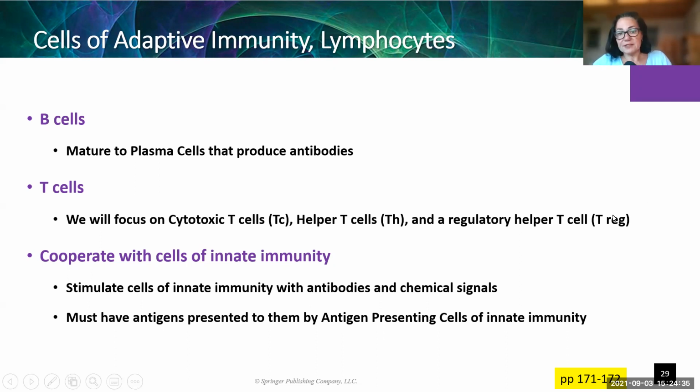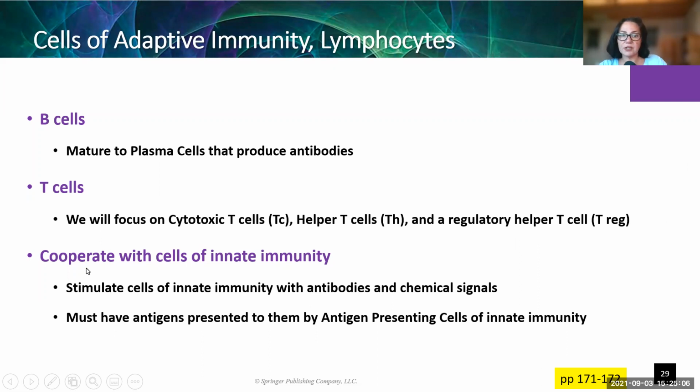It is believed that it's an accident, a mistake, something that has gone wrong with the regulatory T cells that is to blame for some of the autoimmune conditions that we see. In fact, had the regulatory helper T cell been functioning properly, the autoimmune reaction would have been cut off and eliminated. Okay, we'll get back to that.